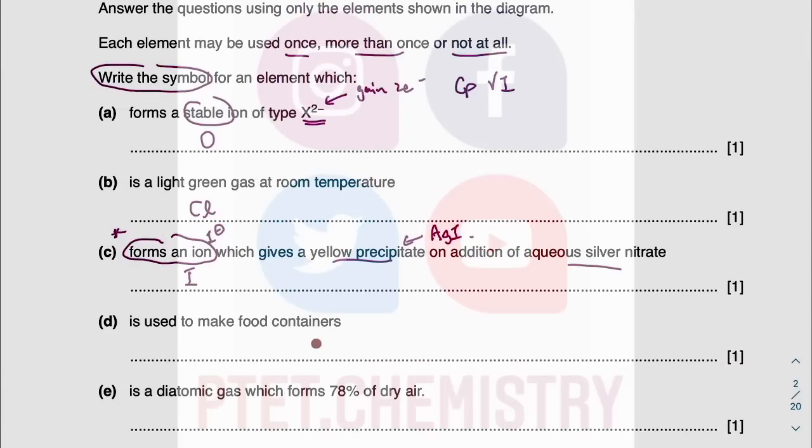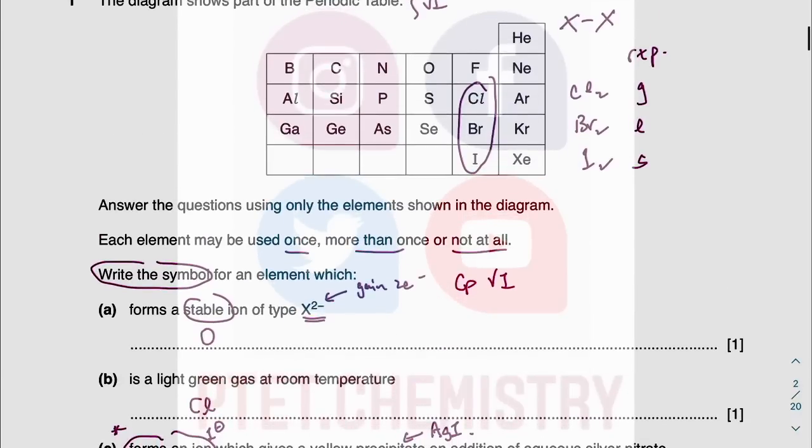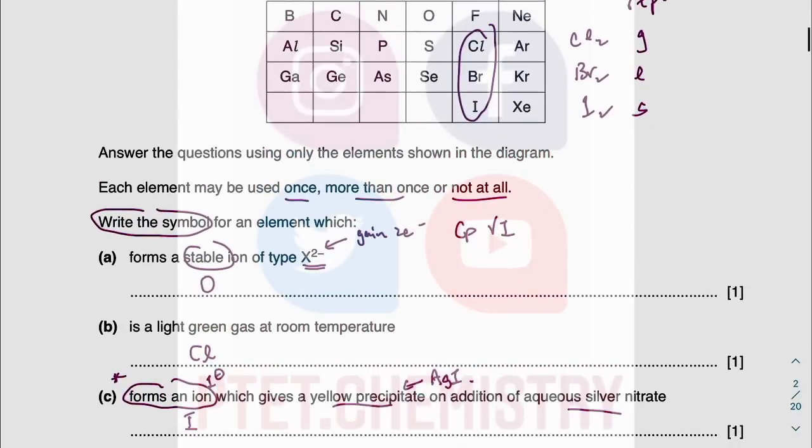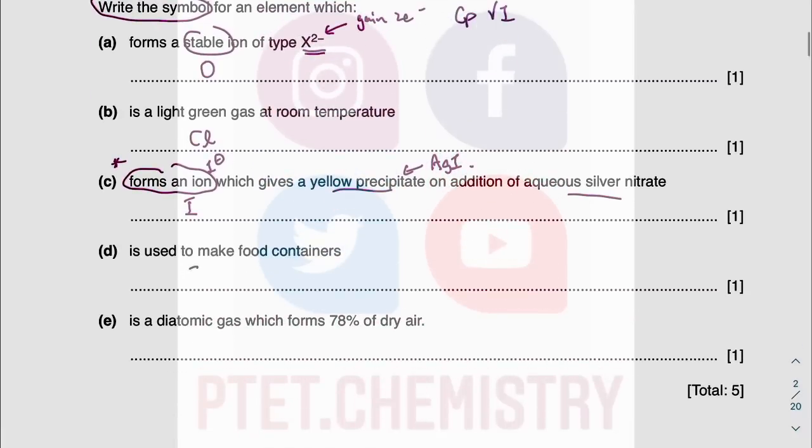It's used to make food containers. You can think about those food containers that you have. They're kind of plastic-ish, so we're looking at a polymer, from an addition polymer, for example. Typically there will be carbon, and there's no hydrogen here, so I wouldn't be looking for hydrogen at all, just carbon. It's a diatomic gas, forms 78% of dry air, so that is nitrogen, but you're not going to put down N2 again. It's the symbol of the element, it's not N2, even though that gas is actually N2.